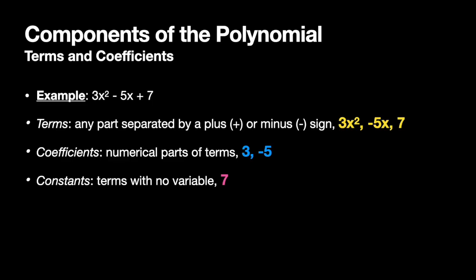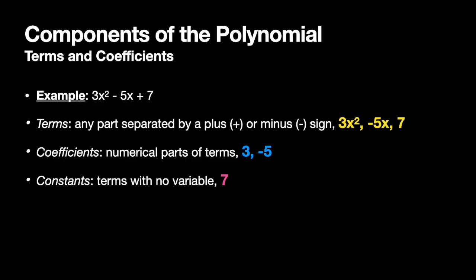So let's talk about the components of the polynomial, which we call the terms and coefficients mainly. So let's take a common example, 3x to the power of 2 minus 5x plus 7. So in a polynomial such as this one, every part of the polynomial separated by a plus or minus sign is called a term. So in this case, 3x to the power of 2, negative 5x, we have to include the negative, and 7 are all terms of the polynomial.